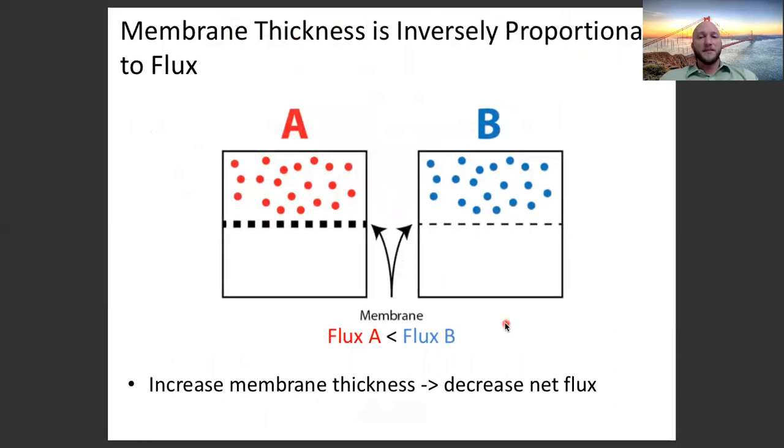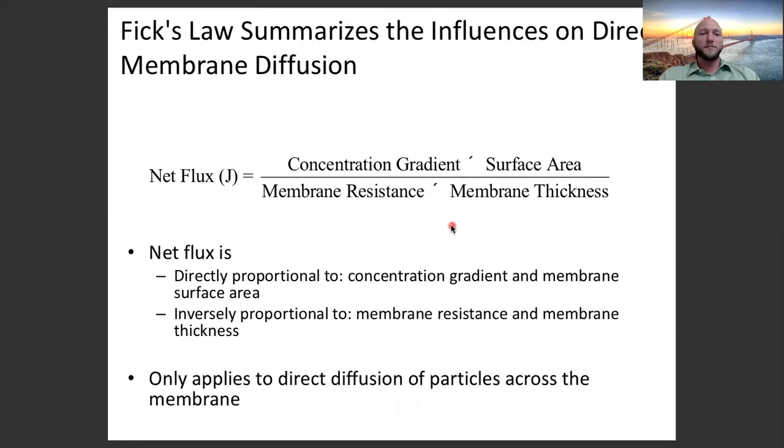Membrane thickness. So in this example, we have box A with a thick membrane and box B with a thin membrane. Which one is going to have a higher rate of flux? Well, thinner, less thickness in box B, there's going to be a higher rate of flux in box B. So let's put that all together.